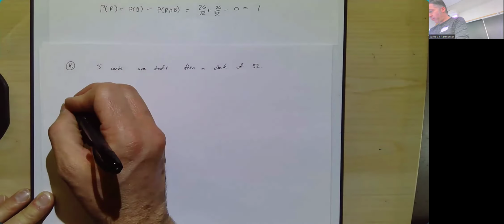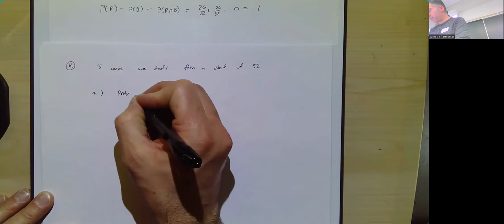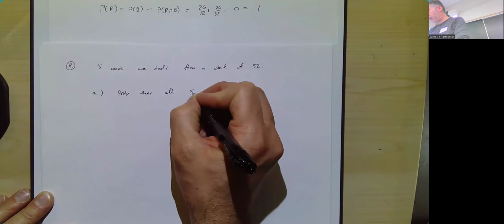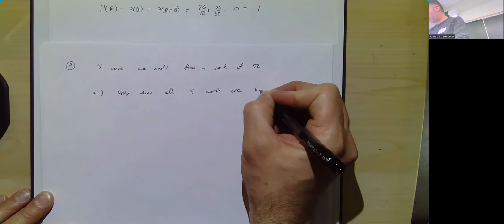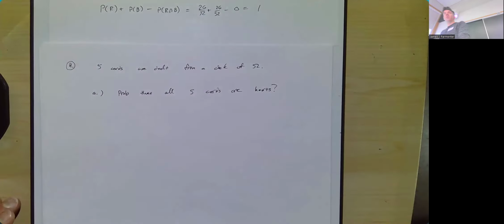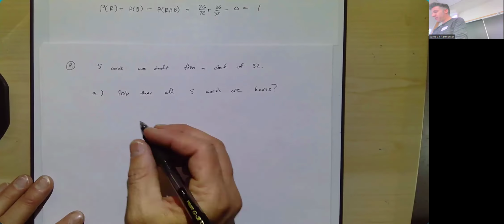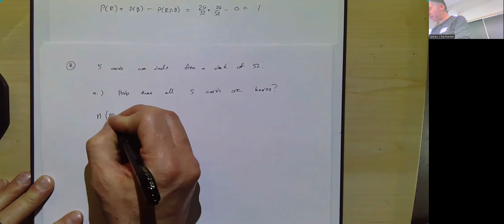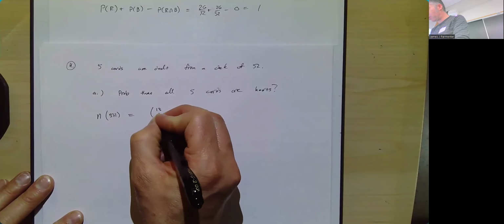So what's the probability that all 5 cards are hearts? Or in other words, what's the probability of getting a heart flush? Okay, well, how many ways could I get 5 hearts? How many hearts are there? How many different ways could I choose 5 of those cards from those 13 cards? Right, exactly. So the number of ways of getting 5 hearts is 13 choose 5.